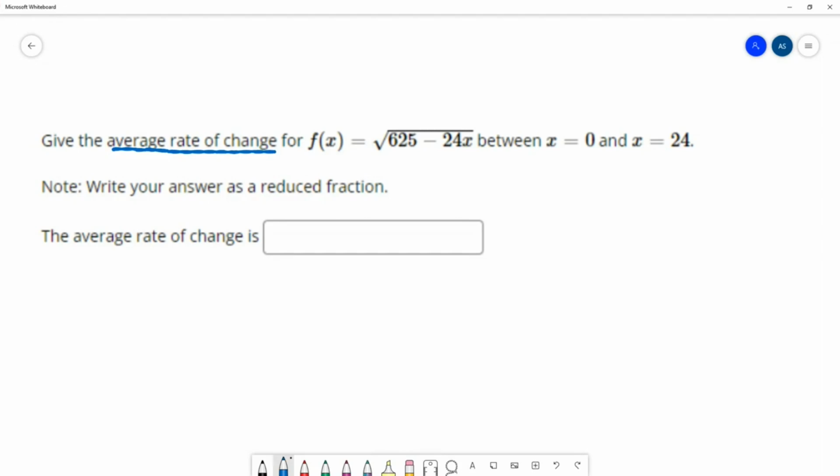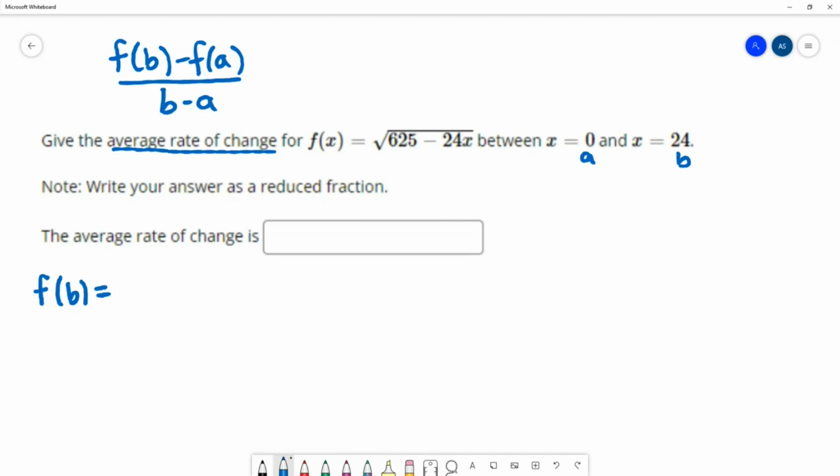very similar to slope. We use this formula: f of b minus f of a over b minus a. So that's what we'll use to calculate our average rate of change, where a is 0, b is 24. We'll need to calculate f of 0 and f of 24. We'll calculate f of b, which is f of 24. That'll be the square root of 625 minus 24 times 24.